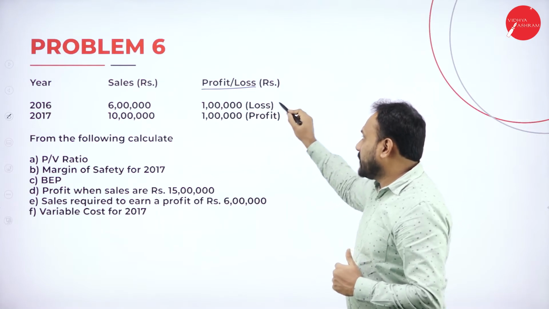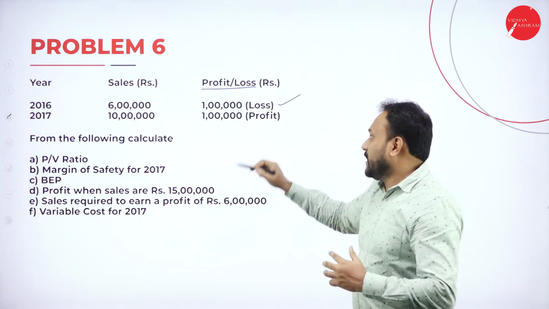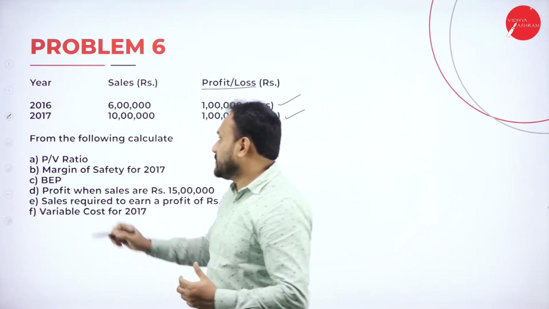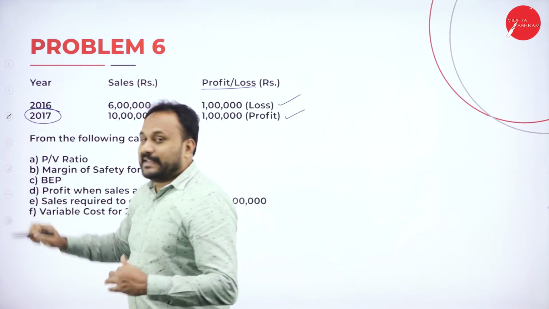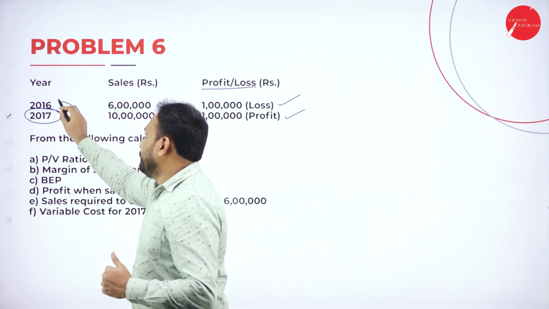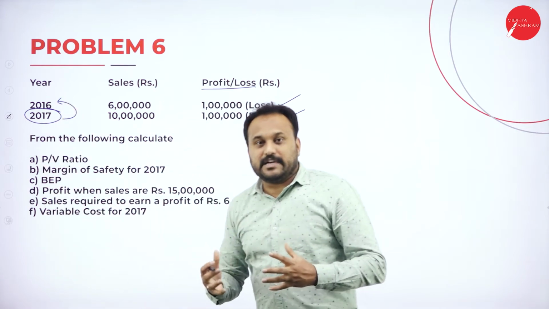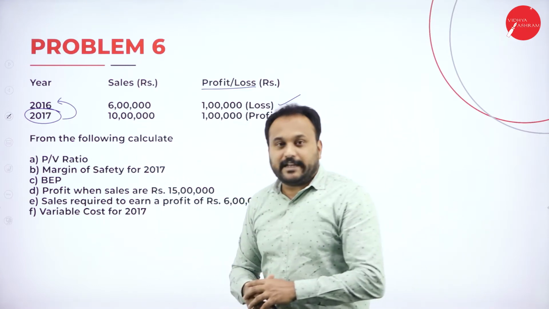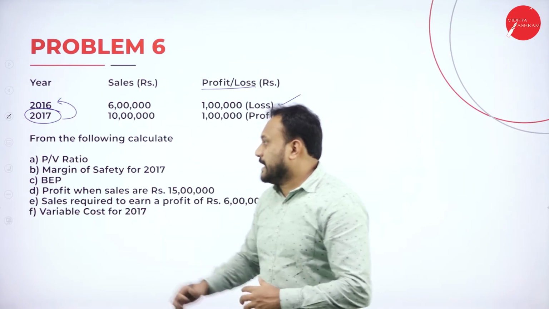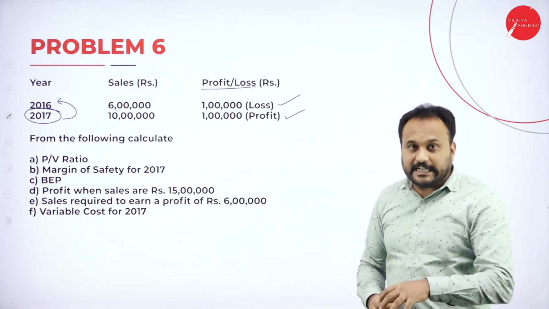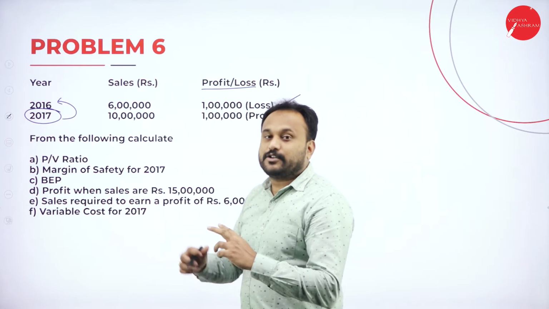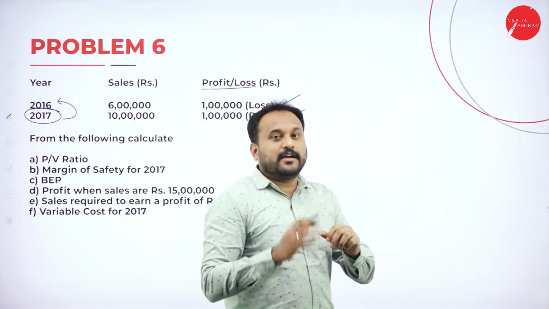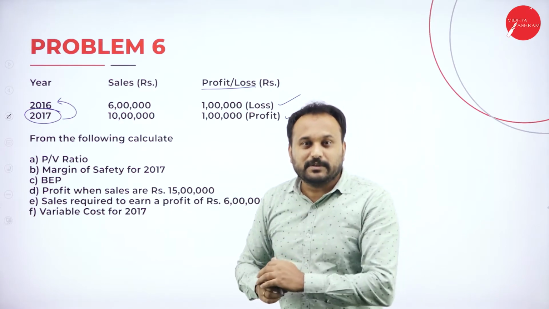In 2016 we had 1 lakh rupees loss and 1 lakh rupees profit in the next year. So what has happened is, this is the present year and this is the previous year. So what exactly we are supposed to do? Now try to understand. We are supposed to calculate, the first one is PV ratio, second is margin of safety for 2017. See here they have not mentioned that you are supposed to calculate for 2 years. They have given you clearly saying that 2017 is what you are supposed to prepare.